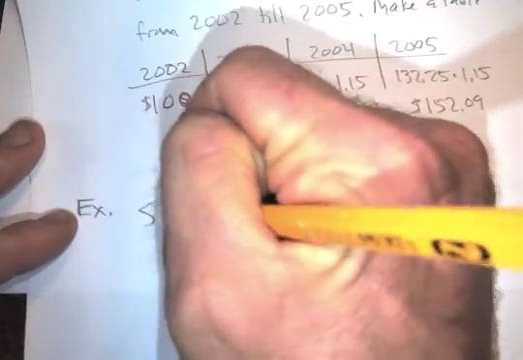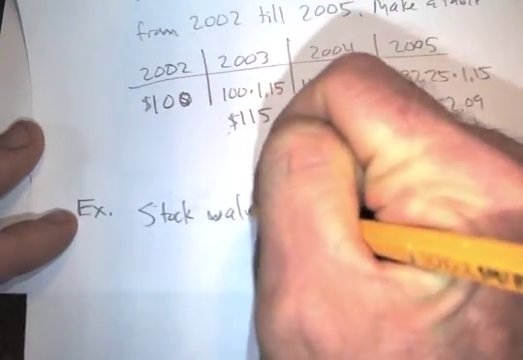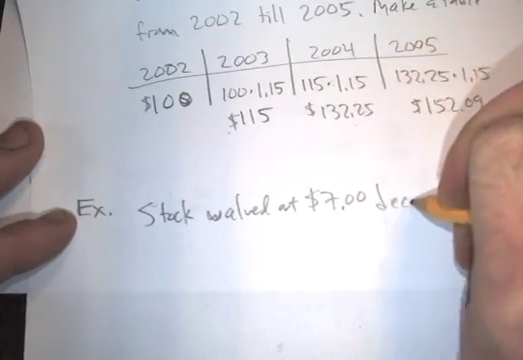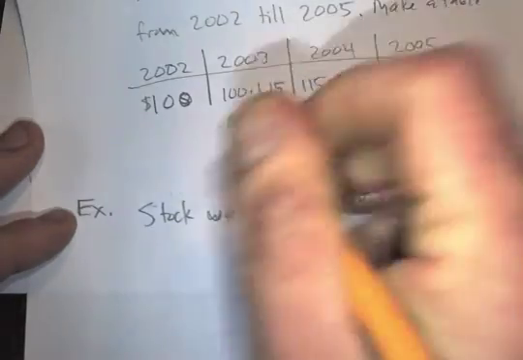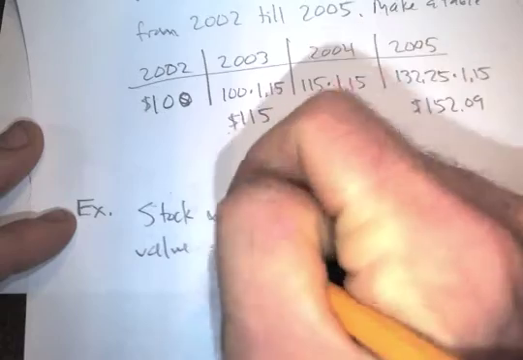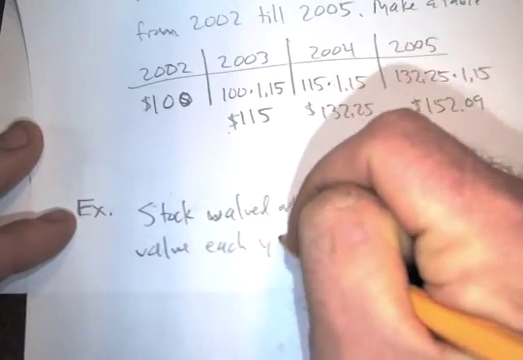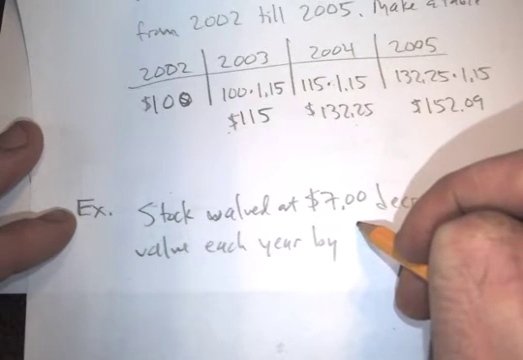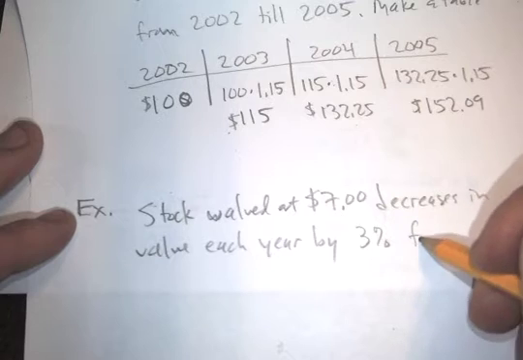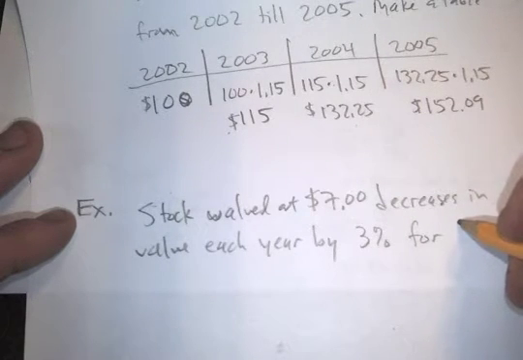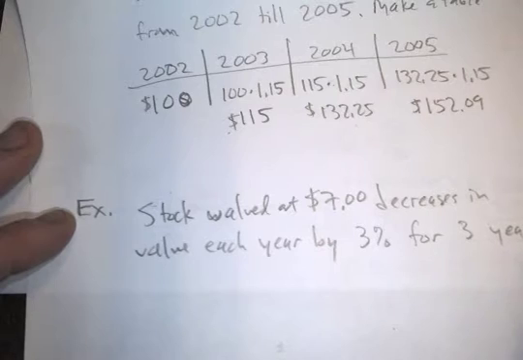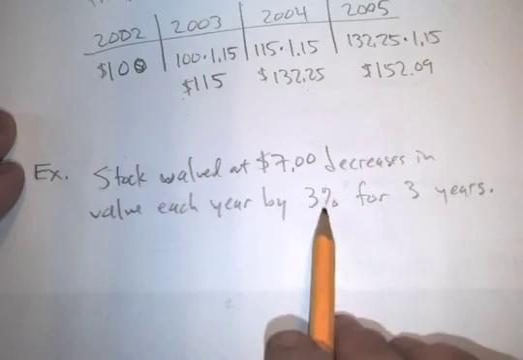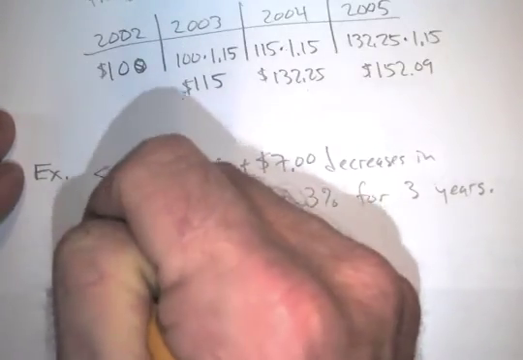Let's say a stock valued at $7, like $7 a share, decreases in value each year by any percent we want to do. Let's say 3%. Let's say it does that for 4 years. We'll say 3 years just to save you some time here. So each year for 3 years, it decreases 3%. It'll say make a table.